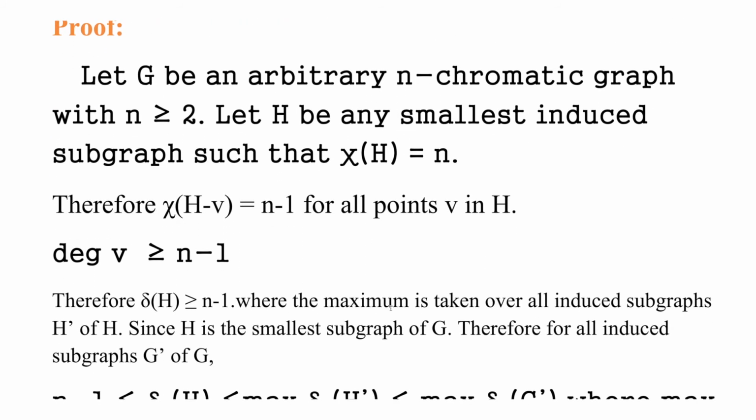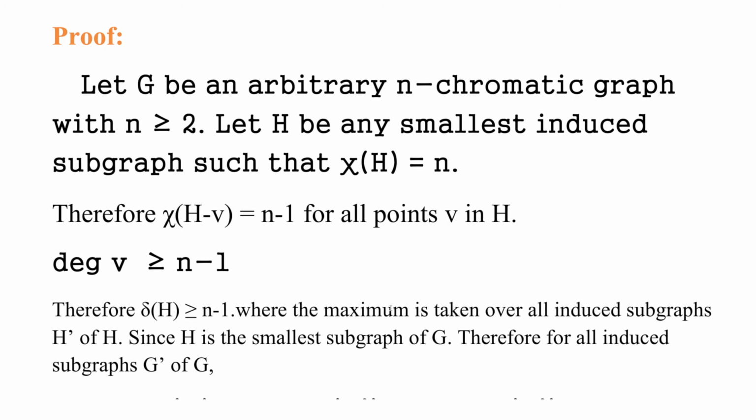Let G be an arbitrary n-chromatic graph with n greater than or equal to 2 and H be a smallest induced subgraph satisfying the condition chi of H is equal to n. Therefore, chi of H minus V is equal to n minus 1 for all points V in H.